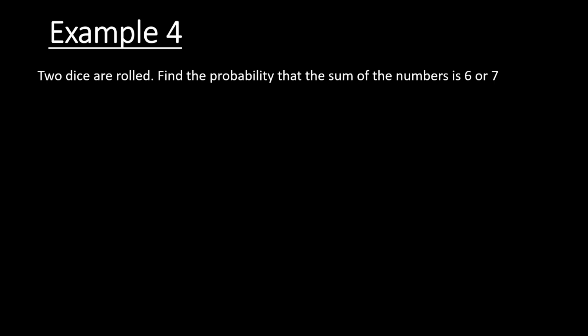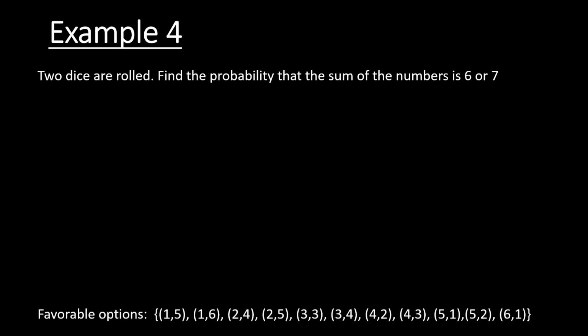For the last example, we still have 2 dice being rolled, and the question is to find the probability that the sum of the numbers is 6 or 7. So my favorable outcomes would be what we want to happen. We want to get a 6 or a 7. Well, how many ways can we roll 2 dice to add up to be 6 or a 7?